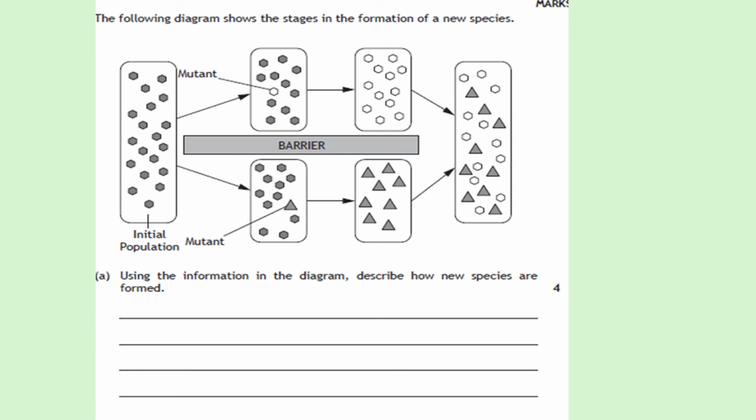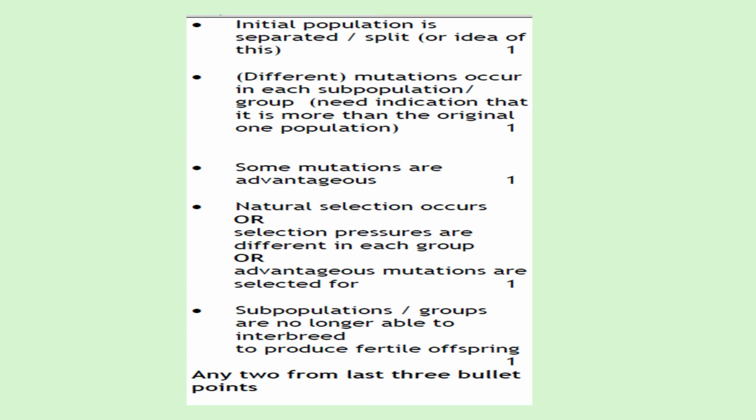So the answer is the initial population is separated by an isolation barrier, and then you needed different mutations occur in each subpopulation group, and then you needed some mutations are more advantageous than others, so natural selection occurs or selection pressures are different in each group, or advantageous mutations are selected for. And then the last point that you needed to make was that over generations the populations become so different from each other that even when the barrier is removed, they can no longer interbreed to produce fertile offspring. So well done if you managed to get all 4 marks. If you didn't, go back and watch this video again.